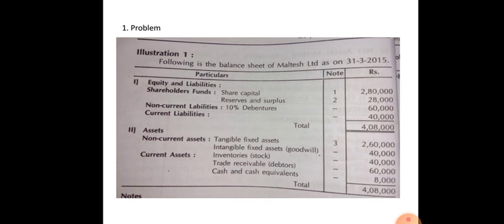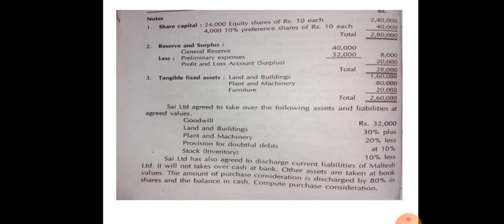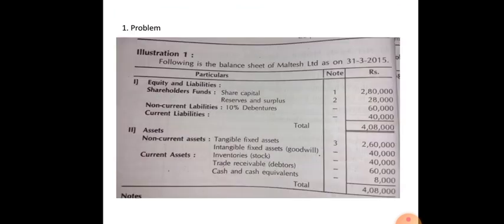For this, a note is given, note number 3. Now see which tangible assets are there. Land and building is rupees 1,60,000, plant and machinery is rupees 80,000, furniture rupees 20,000, the total is 2,60,000. These are the tangible assets. Intangible fixed assets, it is goodwill, and the goodwill amount is rupees 40,000. Inventories rupees 40,000. Trade receivables, means debtors, is 60,000, and cash equivalents rupees 8,000. The total is 4,08,000. Equity and liabilities are 4,08,000, and the assets are also 4,08,000.